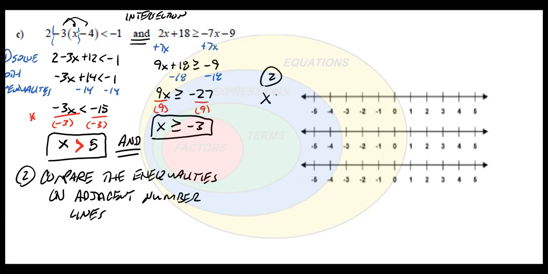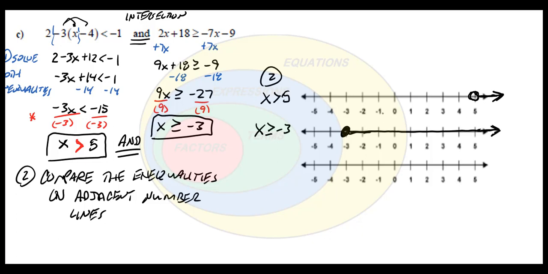So here's x is greater than 5. These aren't the best number lines to use, but that would be an open circle at 5 and everything to the right. And then x is greater than or equal to -3. So it'd be a closed circle at -3, and then everything to the right again.